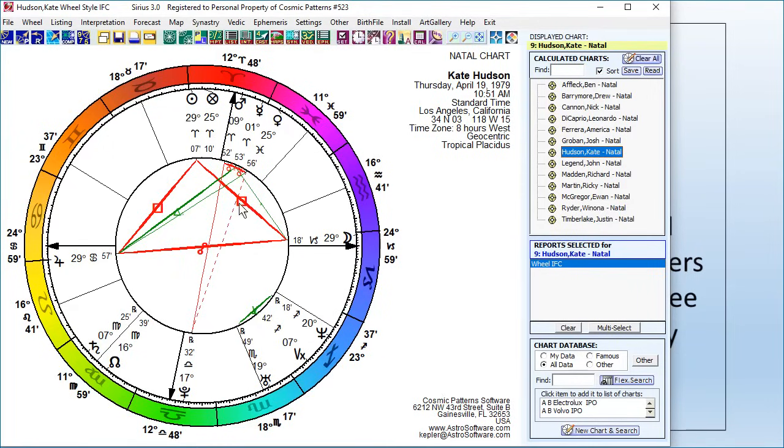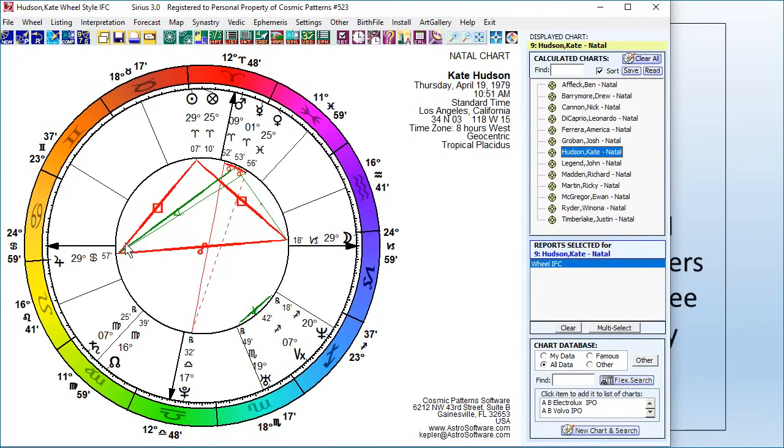So we'll learn what Sun-Moon means. We'll learn what Sun-Jupiter means. We'll learn what Moon-Jupiter means. And we can think about whether it makes sense for Kate Hudson. I recommend doing this for yourself, for friends, family, because you know them better. But for teaching purposes, I'm just putting up some famous people, and they can be interesting as well.